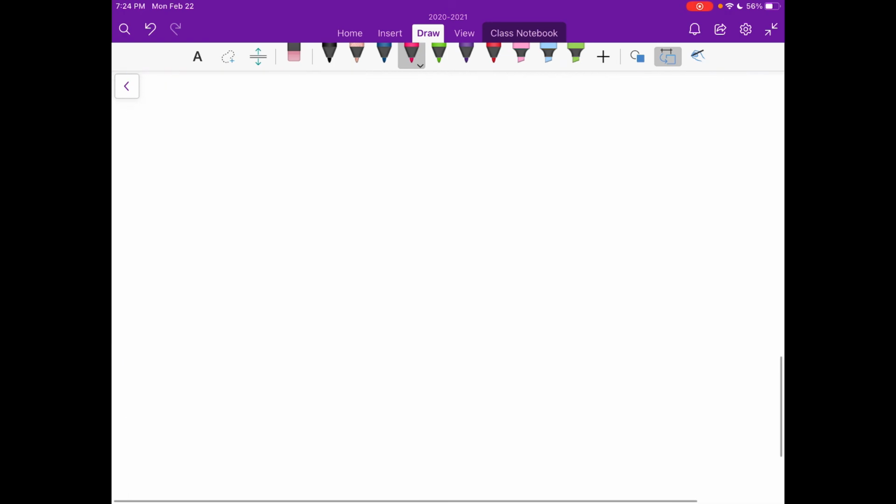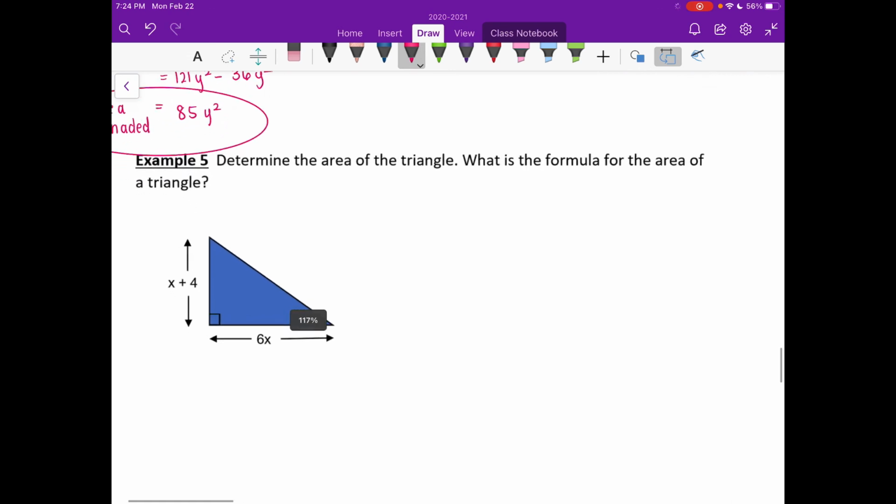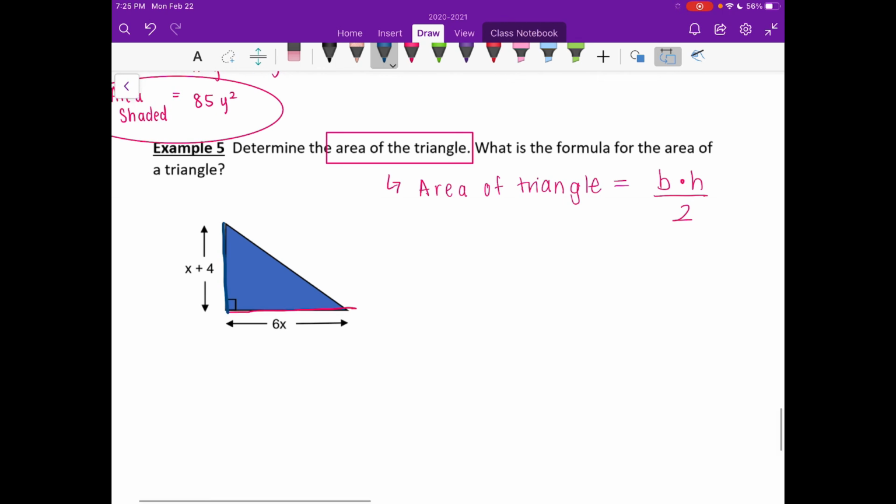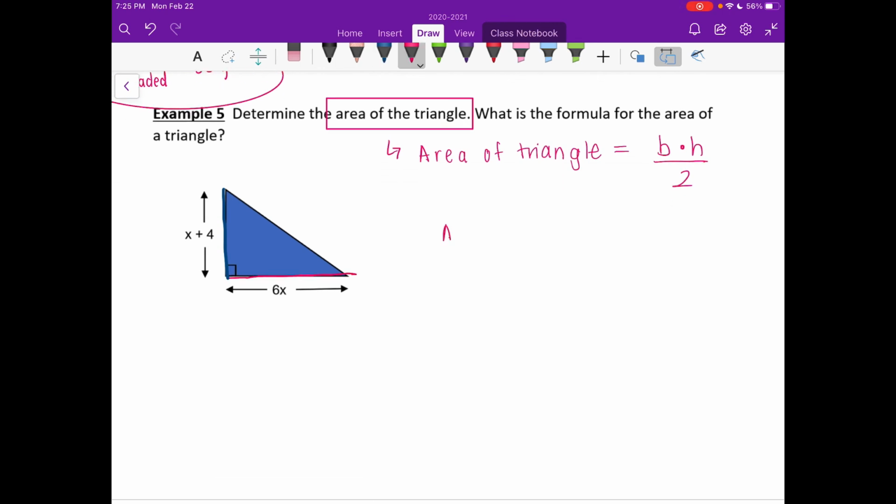Okay. And then last but not least here, it says determine the area of the triangle. So before we even go solve this, remember, area of a triangle. And you need to know this equation from last year. It is equal to base times height divided by 2. So it's equal to the base multiplied by the height, so that's going upwards, divided by 2. Okay? So it says, determine the area of the triangle. What's the formula for the area of the triangle? So we know that area is equal to base times height divided by 2.